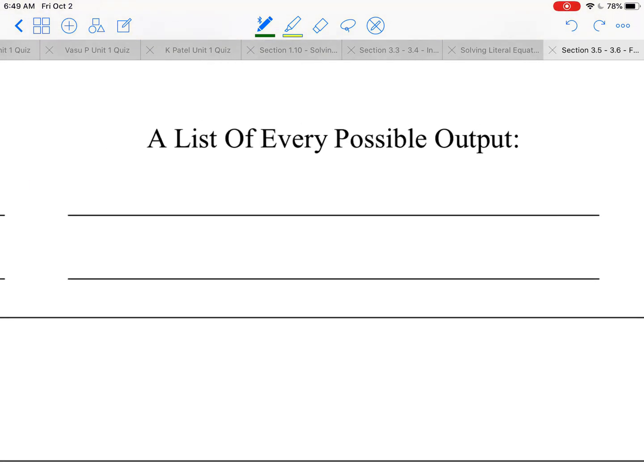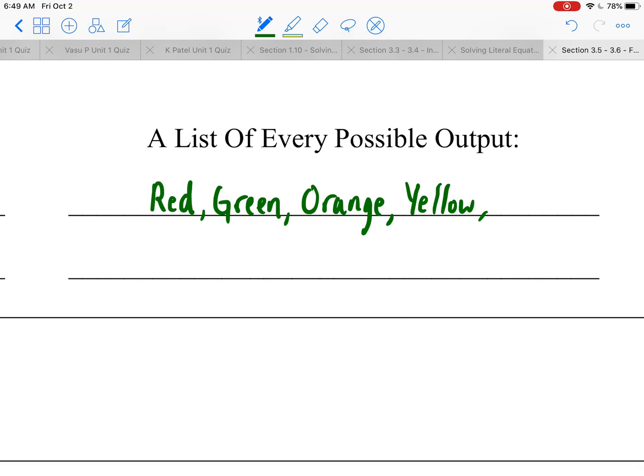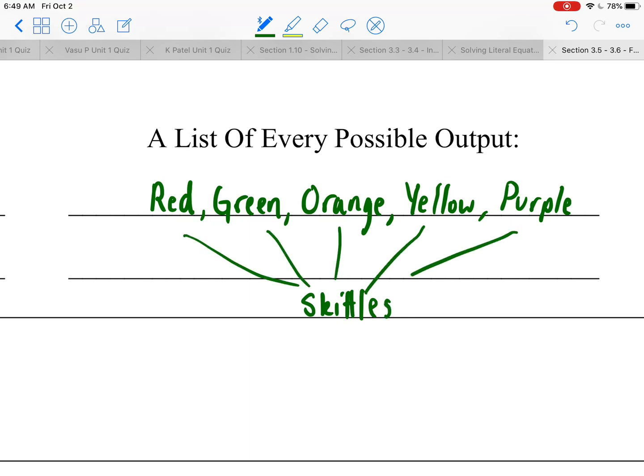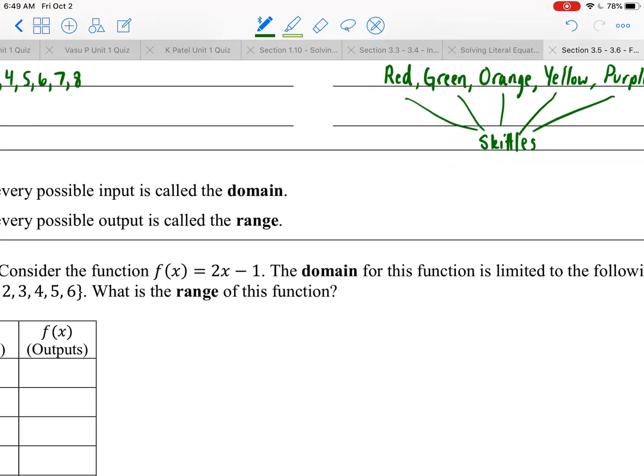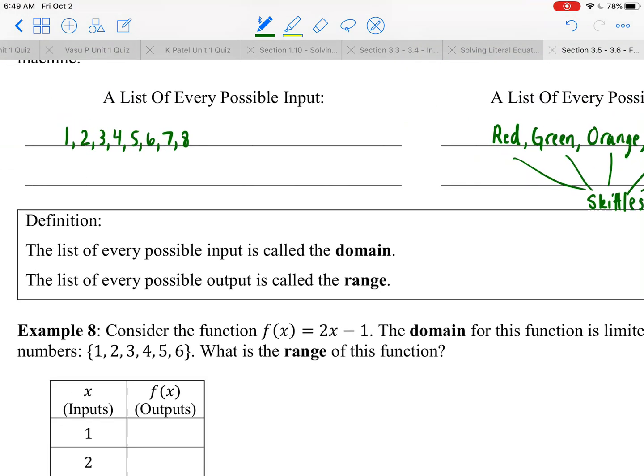And then what were the outputs? Well, the outputs were just the colors of the Skittles. So it was a red Skittle, a green Skittle, an orange Skittle, a yellow Skittle, and then a purple Skittle. And just for the sake of time, we're just going to say these were all Skittles. I just don't want to write Skittles out 5 times.